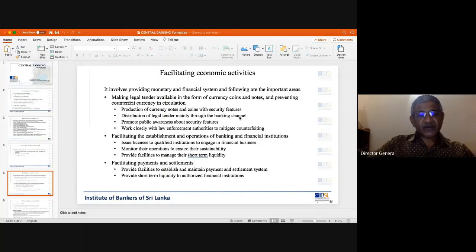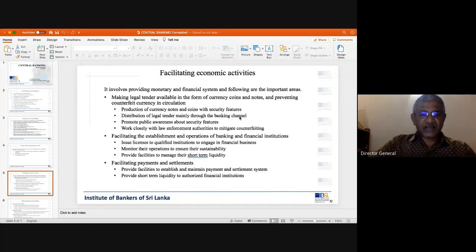Then the last one: work closely with law enforcement authorities to mitigate counterfeiting. The Criminal Investigation Department of Sri Lanka, that is CID, has a special unit, the counterfeiting crime unit. Here I have to mention that counterfeiting a currency note is a criminal act. It is dealt with under criminal law, not civil law. So the legal part is handled by the CID. The currency department of the central bank has a very close relationship with that unit of the CID, to mitigate counterfeiting, take legal actions and all those things.